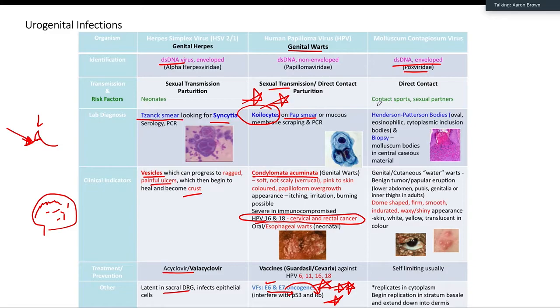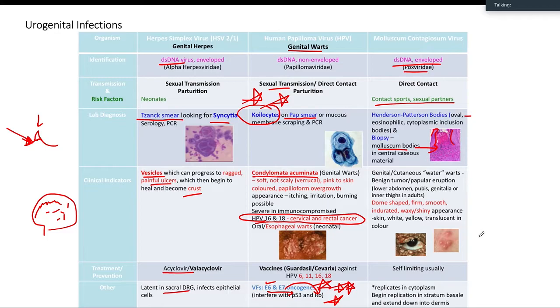Contact warts are spread through sexual partners. We can see these Henderson-Patterson bodies. Not sure how high yield that is, but you do want to be able to see this molluscum body when you do that biopsy, okay? And so you can see the molluscum body in between our cutaneous cells here, okay?